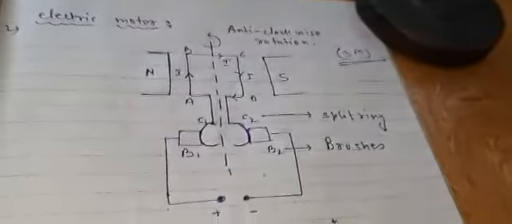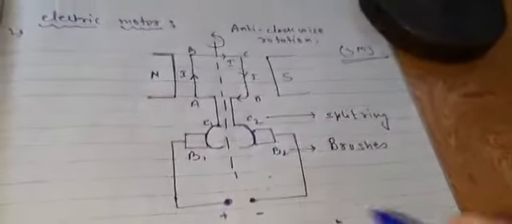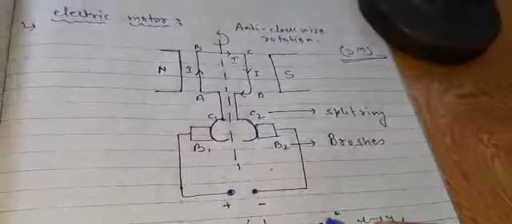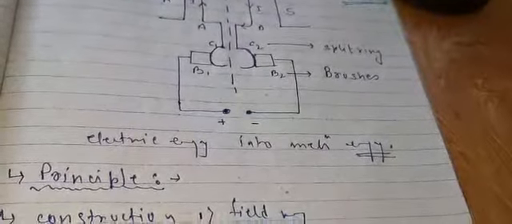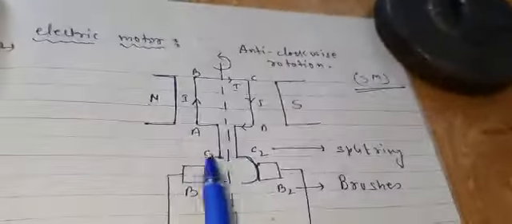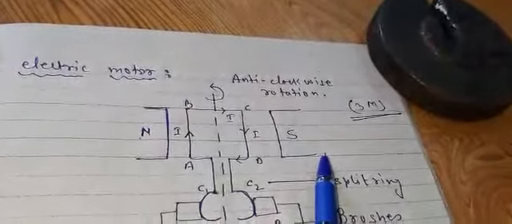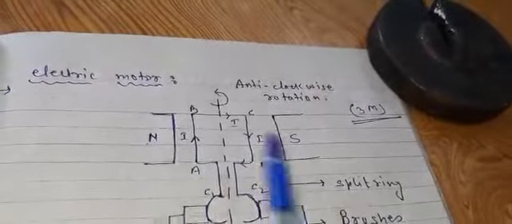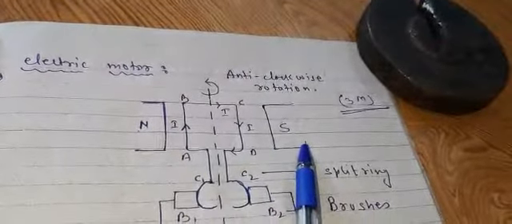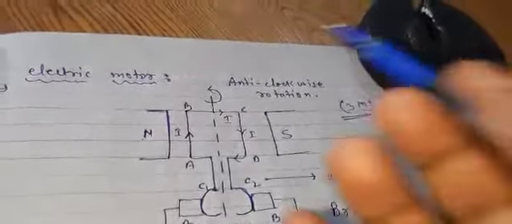Now, dear student, the first part that I have to explain in the construction is our field magnet. The first part is the field magnets, right? Now, what is the role of these two field magnets? They are the horseshoe magnets, right? These magnets are utilized for creating a uniform magnetic field, right?